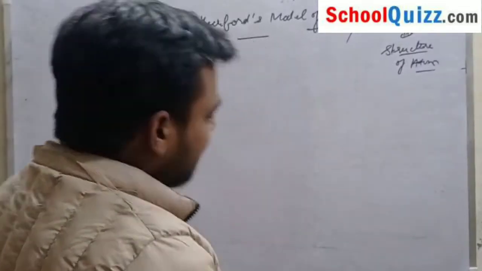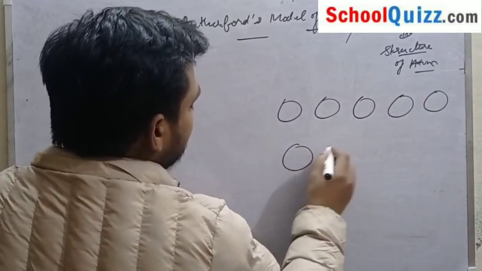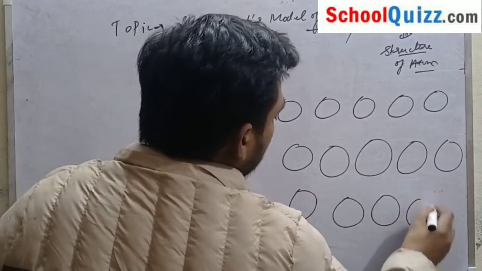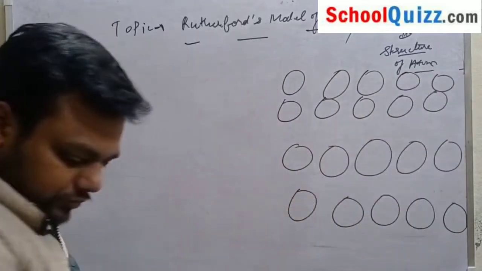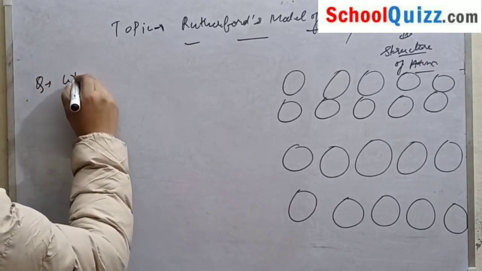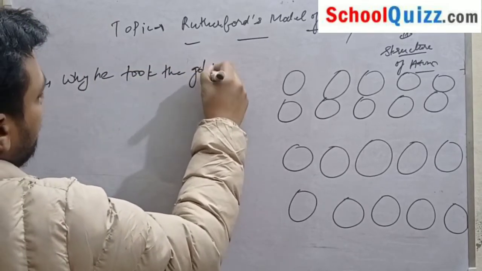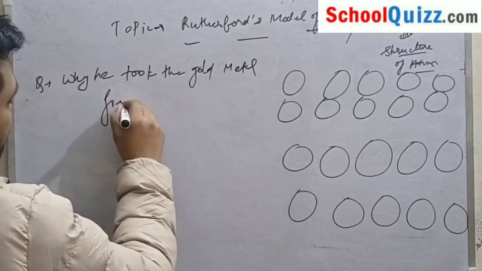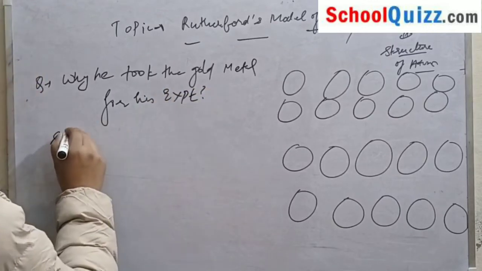First of all, in his experiment, he took gold foil. These are the atoms of gold. Suppose this is our gold foil. The first question that arises is: why did he take gold metal for his experiment?